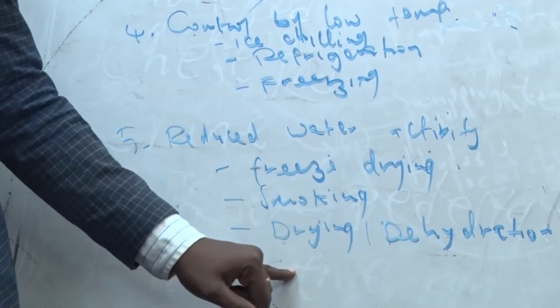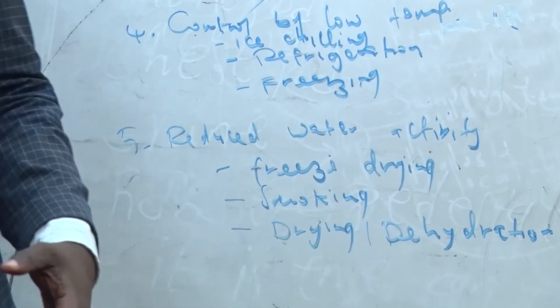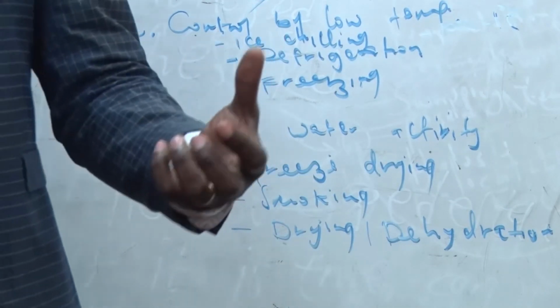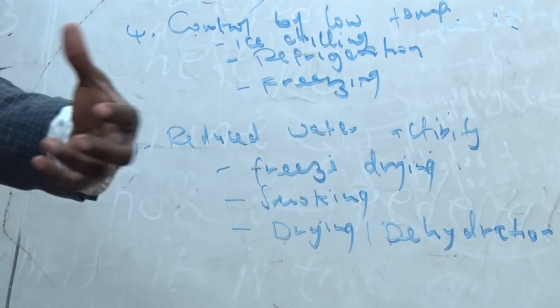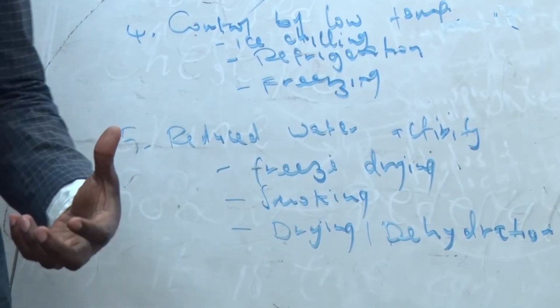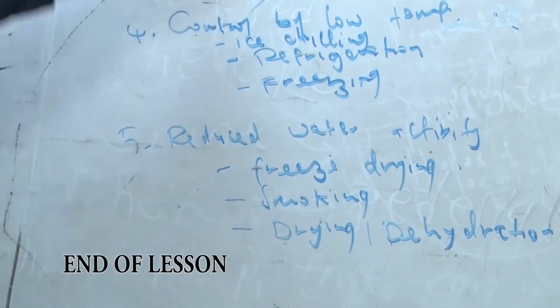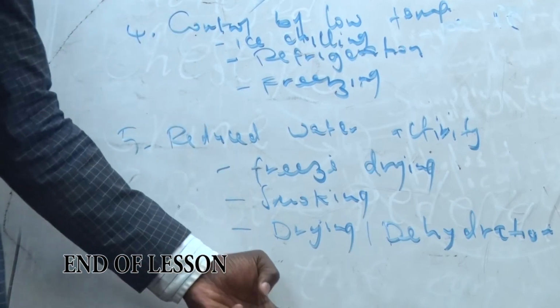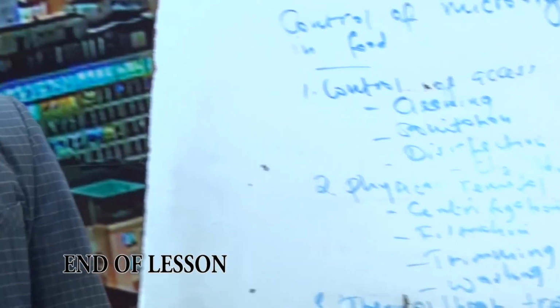You can also do dehydration or drying, that is you aerate the food in the sun or in a hot environment to remove the water or the moisture. So those are the ways you can control the microorganisms. Thank you.